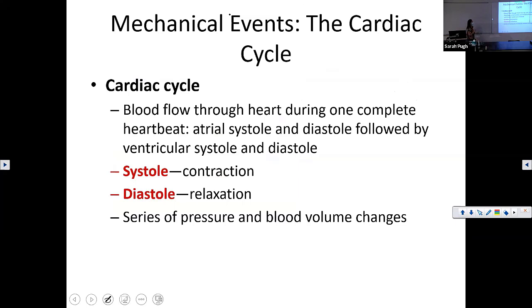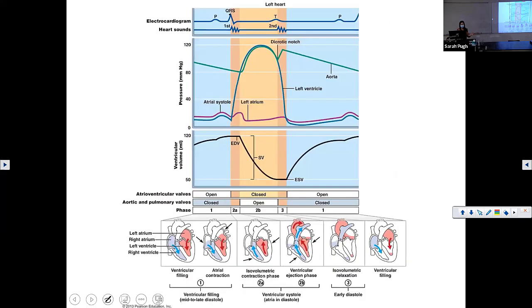All right, let's walk through the cardiac cycle. What we're going to do in the cardiac cycle is take everything that we've learned from heart sounds, from the electrical signaling in an EKG, from blood and how it's flowing through the heart, and put it all together in one giant image. So let me show you the picture we're going to be using.